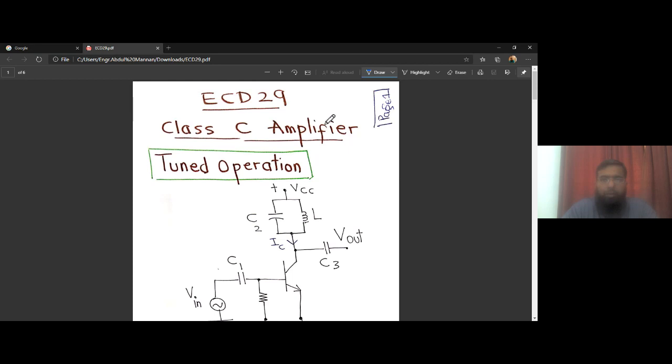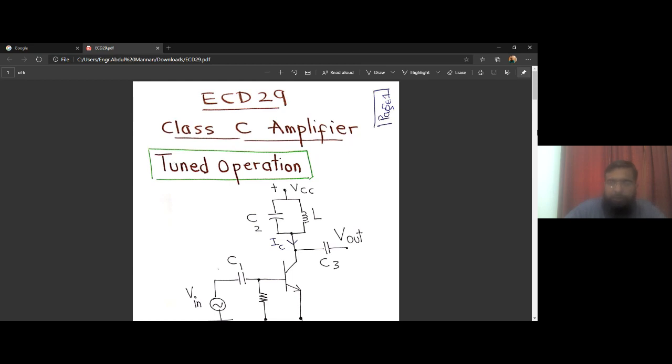Today's lecture, ECD. In the last lecture, we started studying the class C amplifier, and we solved a basic problem, and we studied expressions to compute the DC power and the average power, PD average, for a class C amplifier. So in this lecture, we'll study the tuned operation.